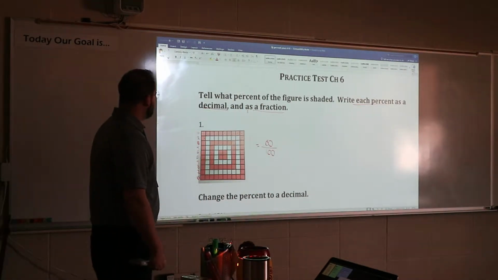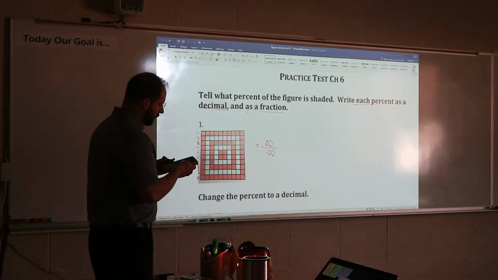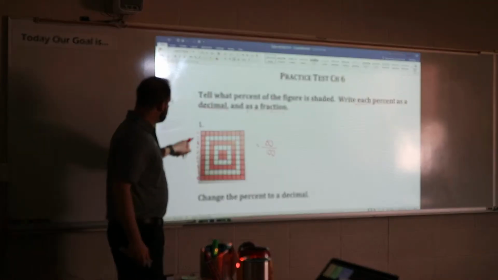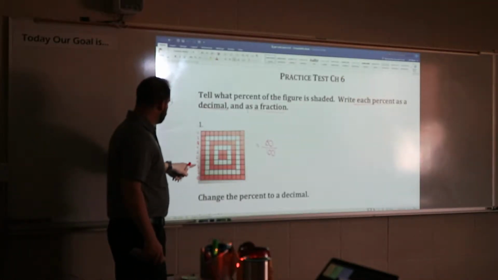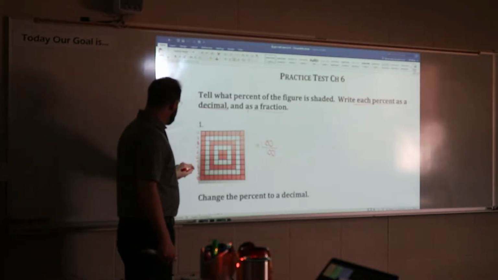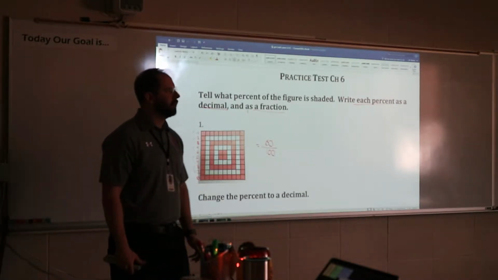I got 64. I got 60. I can guarantee it's 60. How many are shaded on the top? So 10, 2, 8, 4, 6, 6, 4, 8, 2, and 10. That's 10, 10, 10, 10, 10, 10. It's got to be a nice round number in total.